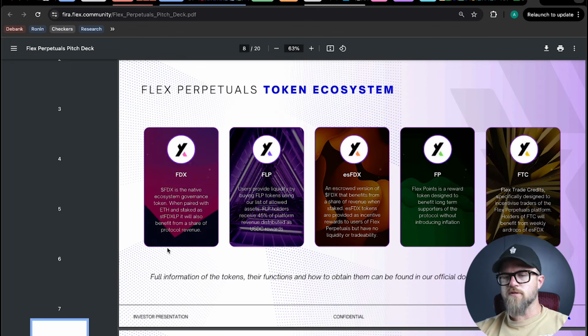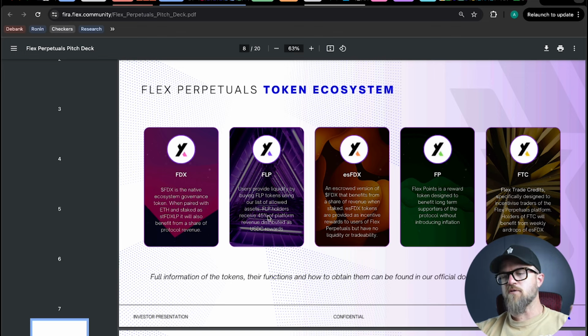This is the interesting part about tokenomics. There's going to be a varied token system. The FDX is going to be the native ecosystem governance token. This is what you're buying into essentially, right? When you get into the seed round, guys, you're buying some FDX, and then you're buying ESFDX, and then it's vesting out, is what I understand. Correct me if I'm wrong, guys, in the comments below. But FDX is the token. You have different forms of that with the staked FDX LP, different versions of that. But that's the main token there.